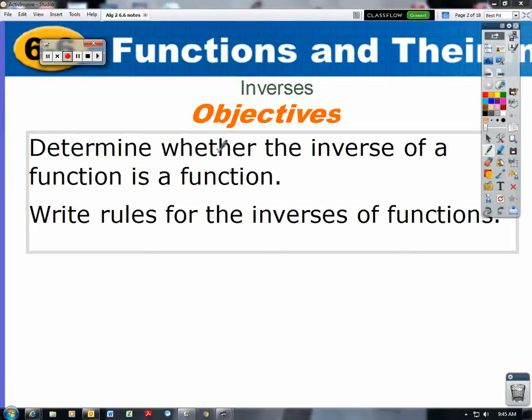Well, this lesson is for Algebra 2. It is 6.6. These slides are a little differently formatted, so I don't have the usual title. And these are on inverse functions. We've already studied these before, so a lot of this is going to be review. And we're going to determine whether the inverse of a function is a function, and we're going to write rules for the inverses.